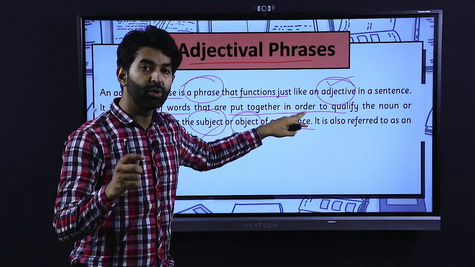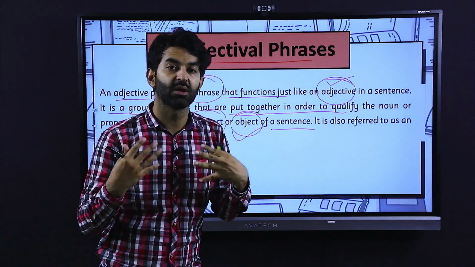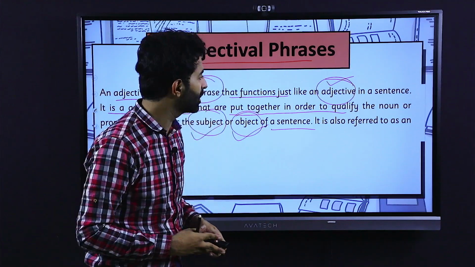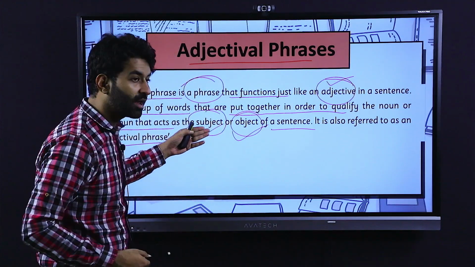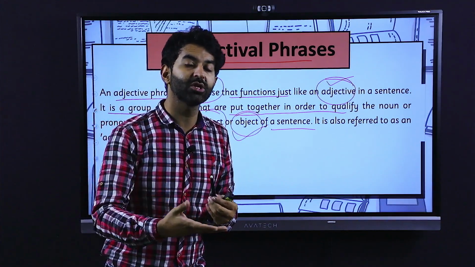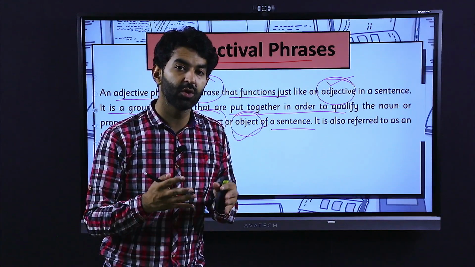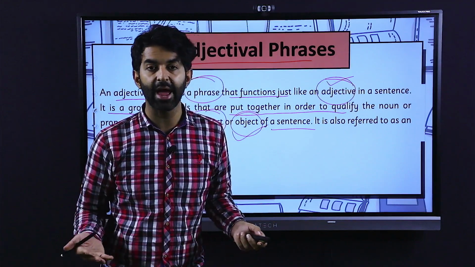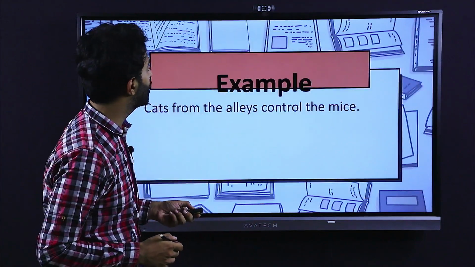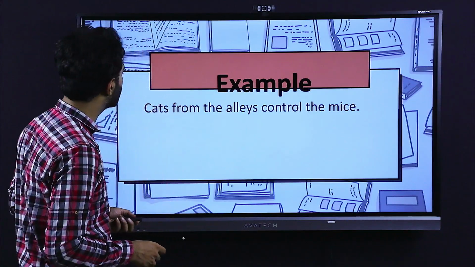Now, when we are putting these words together, they are actually giving us some quality of our noun or pronoun. And it can give a quality about our subject who is doing the action and our object on which the action is being done. So it can be used as both subject and object. This is the purpose of using an adjectival phrase. Let's look at an example over here.